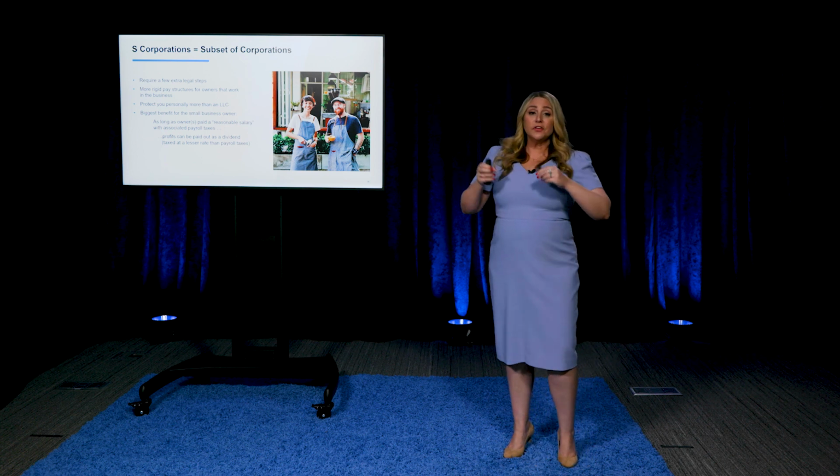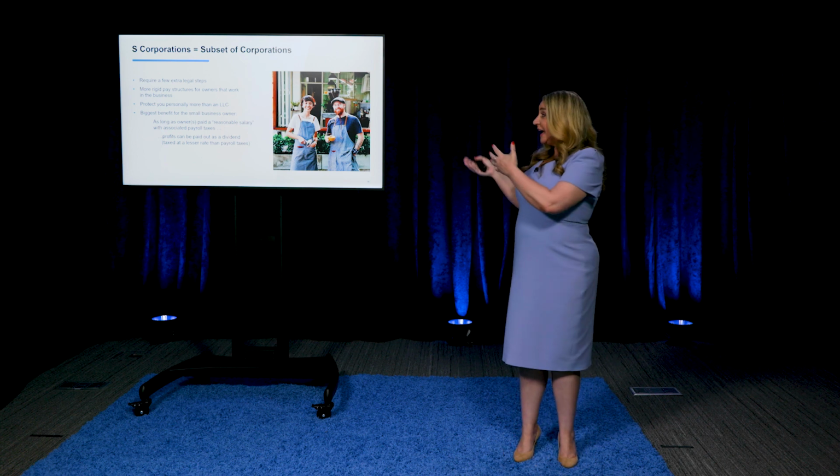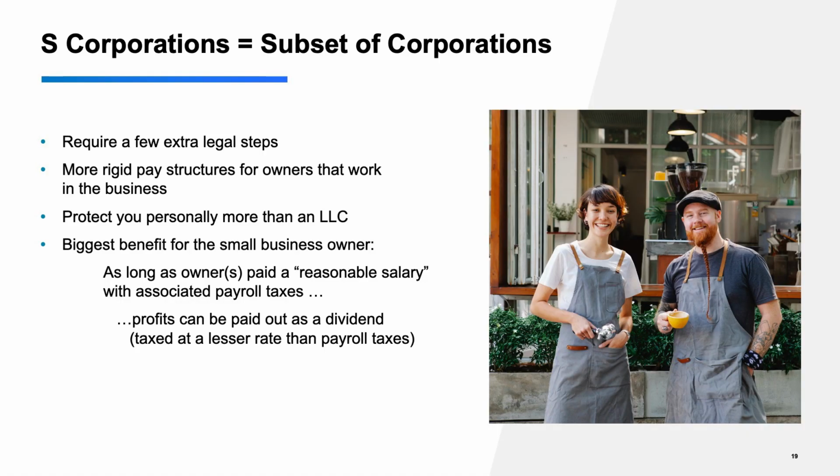They are a special subset of corporations, and they act as a pass-through entity. They help to avoid that well-known double tax of the C corporation, while also benefiting you from the tax savings that you can get out of passing through your profit. The S corporations, like I said, are a subset of corporations, and so they require a few extra legal steps and a more rigid pay structure for owners that work in the business. But they can also protect you personally.